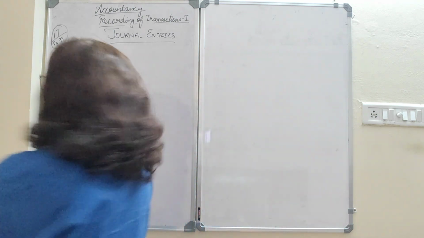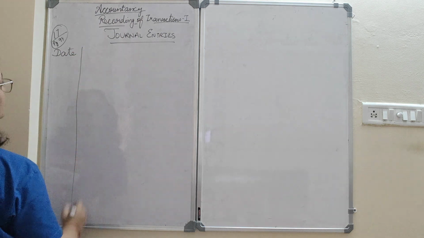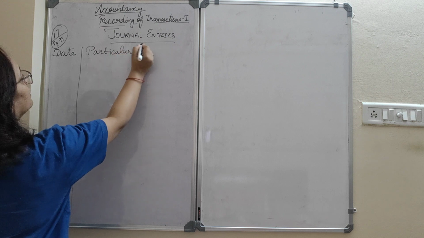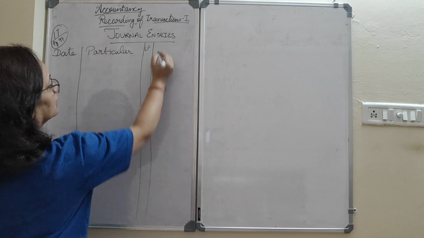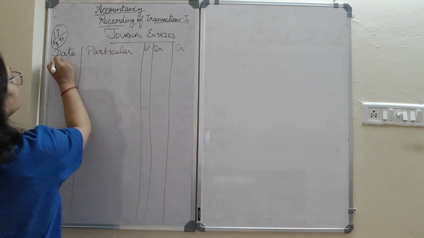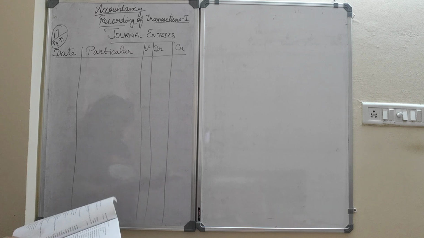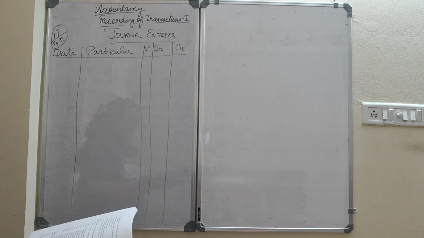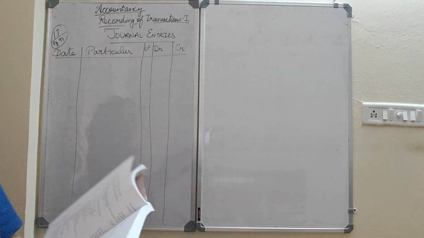So let us quickly draw the format of the journal entry. Date, particulars, ledger folio, then debit, and here goes the credit. So we are making the journal entries in the books of Messrs. Goel Brothers. Journalize the following transactions in the journal of Messrs. Goel Brothers and post them to the ledger. I am reading the question from your book of accountancy, page number 94.